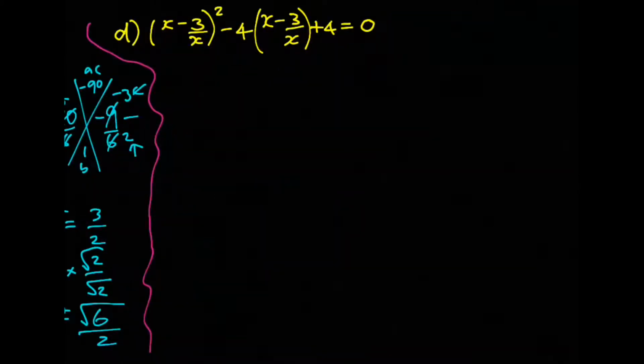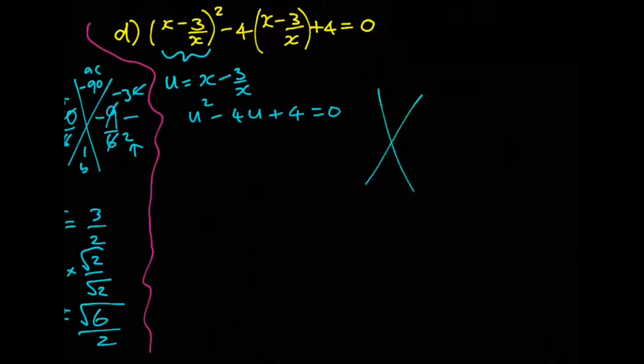Okay, looking at part D now. Let's substitute u for those values. So u equals x minus 3 on x. So then we've got u squared minus 4u plus 4 equals 0. Straightforward quadratic equation. So multiply to give 4 and add to give negative 4. So that's negative 2, negative 2.